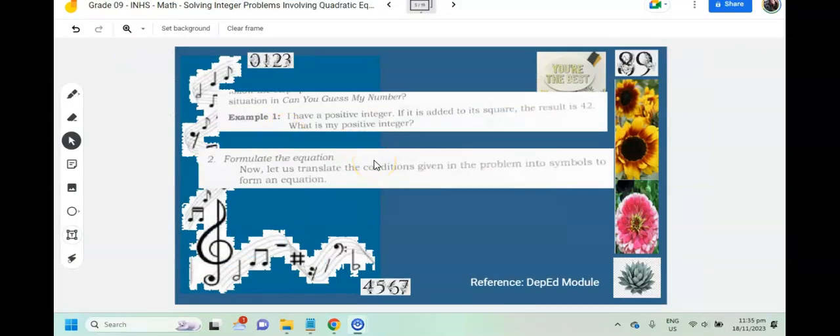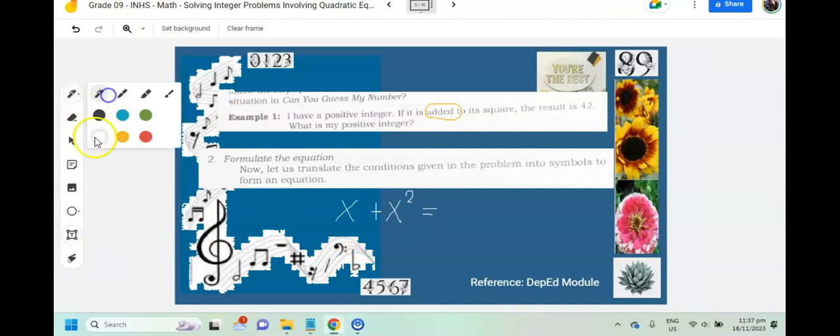Now, let's formulate the equation. Mangita ta og condition para sa equation. So, unsa pa man ang gibuhat sa missing number ug sa iyang square? Yes, we have the keyword nga added. Yes, ang missing number x ug ang square ni ini nga x squared atong gi-add. Pila man ang sum? Yes, ang sum sa x ug sa square ni ini kay 42.